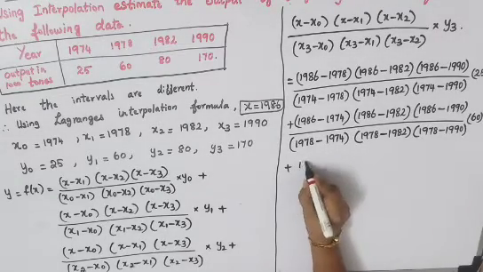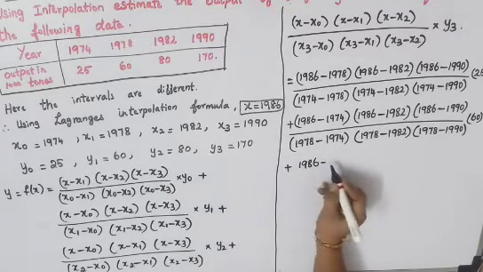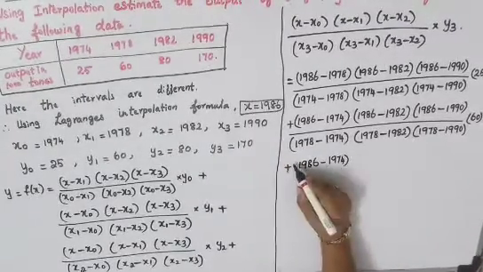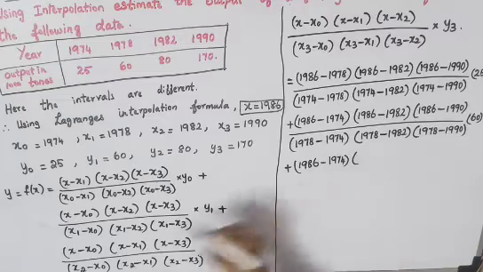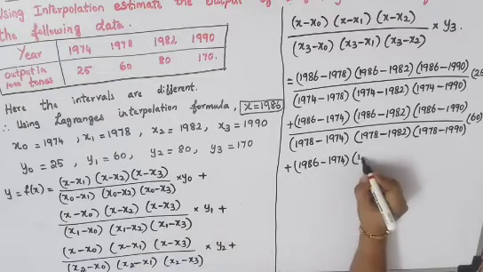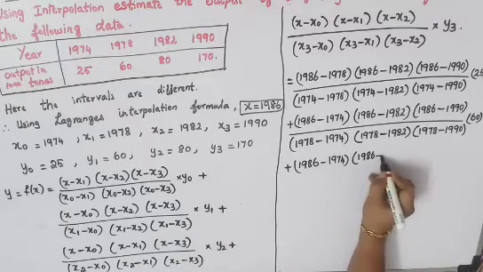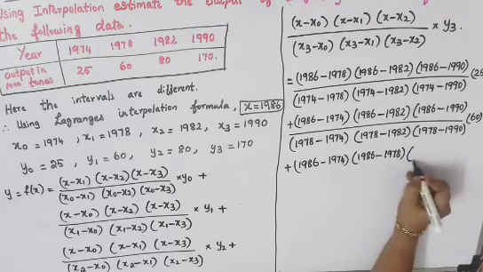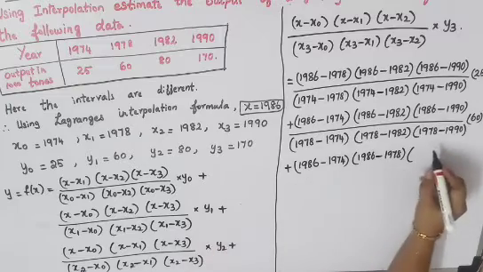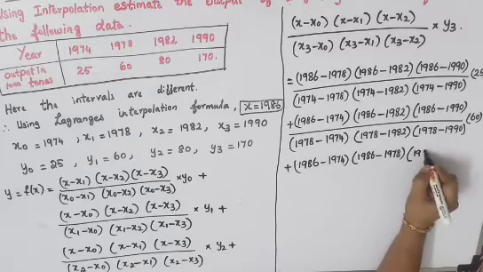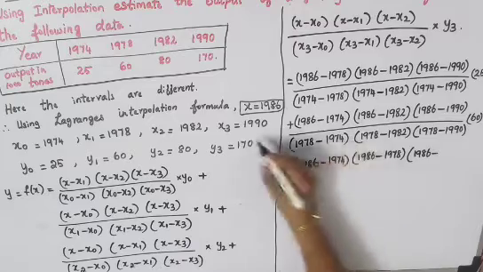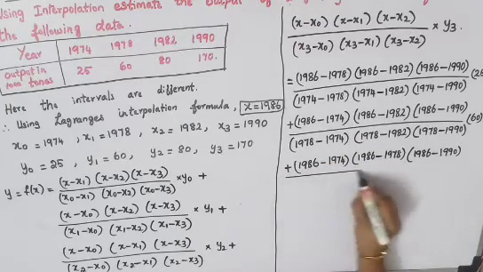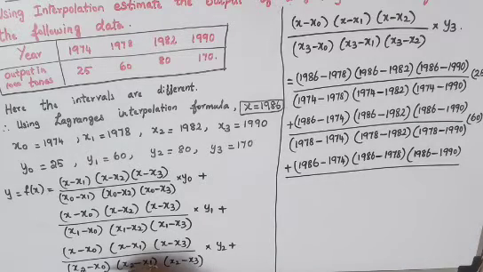So 1986 minus x0 is 1974 into x minus x1. So 1986 minus x1 is 1978 into x minus x3. So x is 1986 minus x3 is 1990 divided by x2 minus x0.